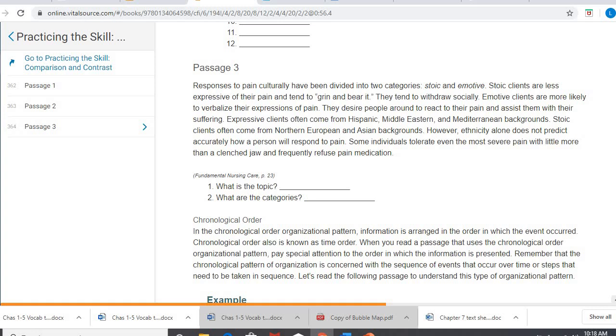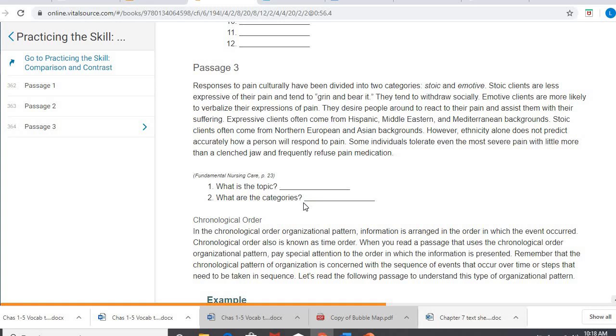Expressive clients often come from Hispanic, Middle Eastern, and Mediterranean backgrounds. Stoic clients often come from Northern European and Asian backgrounds. However, ethnicity alone does not predict accurately how a person will respond to pain. Some individuals tolerate even the most severe pain with little more than a clenched jaw and frequently refuse pain medication.